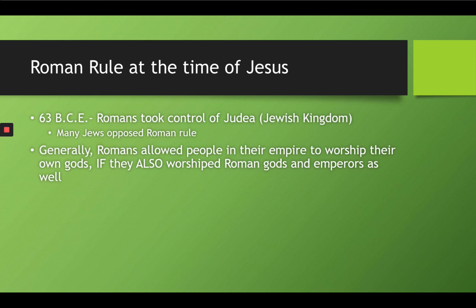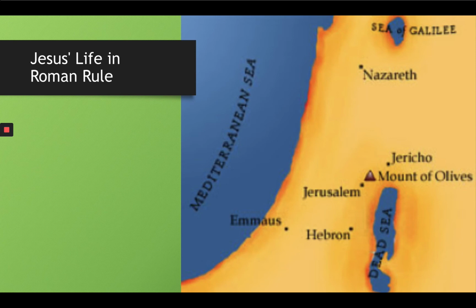And many Jews opposed Roman rule, and there were a couple of reasons for that, but the main one was this. Generally, Romans allowed the people in their empire to keep their religion and worship their own gods if they also committed to worshiping the Roman gods and emperors as well. And this to the Romans was a sign of loyalty if you adapted their religion. As you can imagine, the Jews, who only had one god and were told not to worship multiple gods, took a little bit of issue with this, and they refused, in fact, to worship the Roman gods, which caused a lot of conflict.